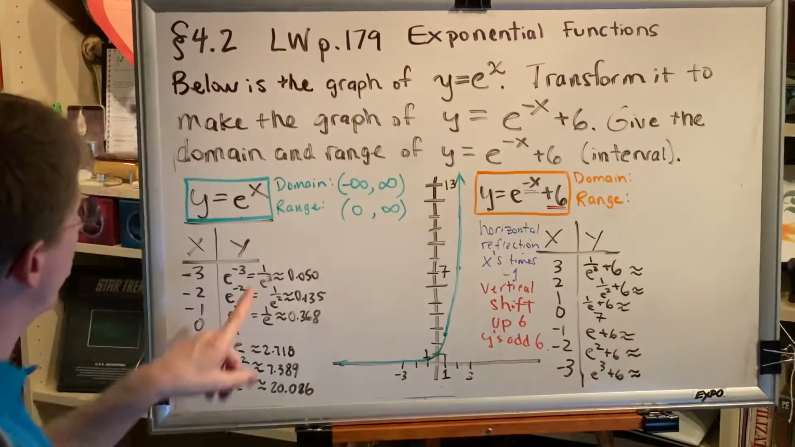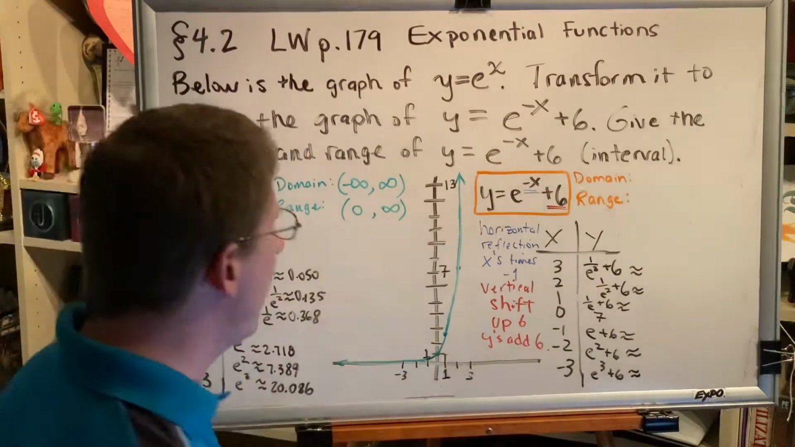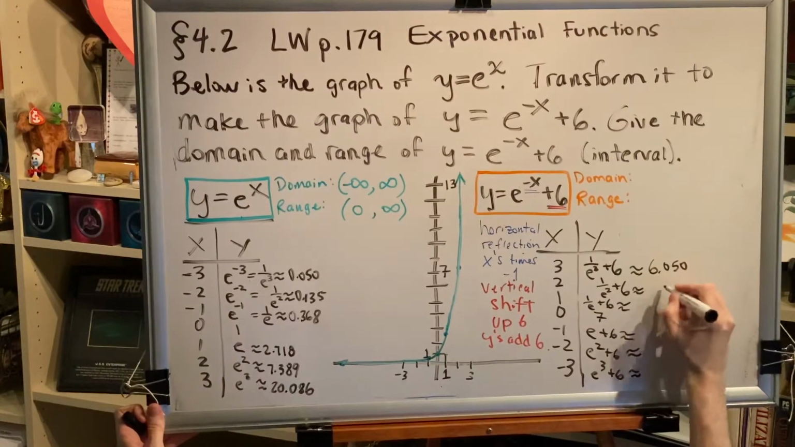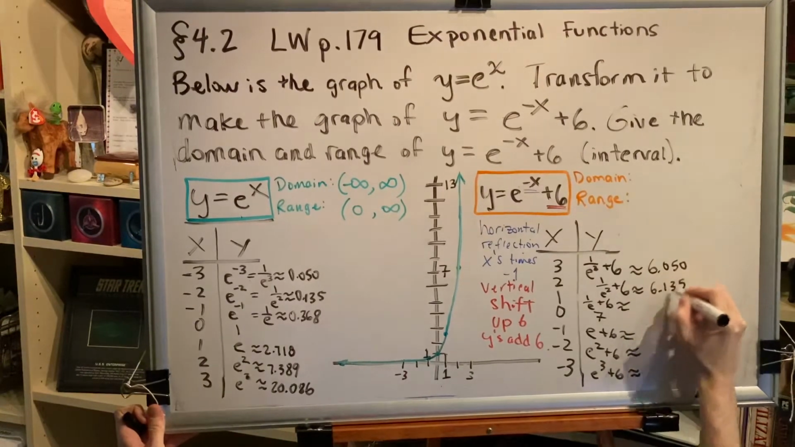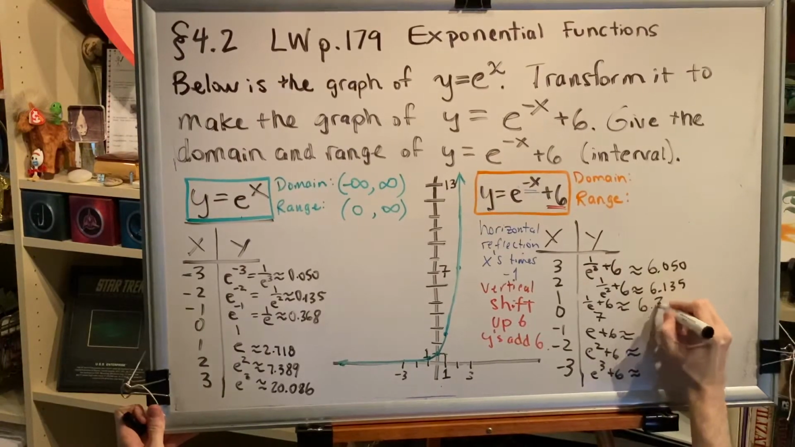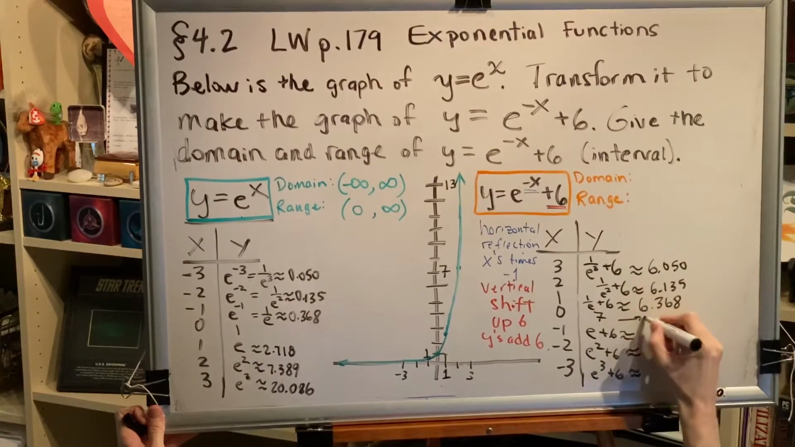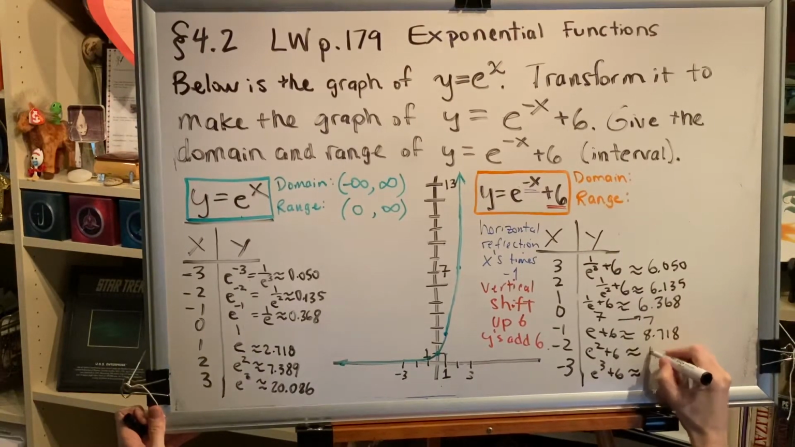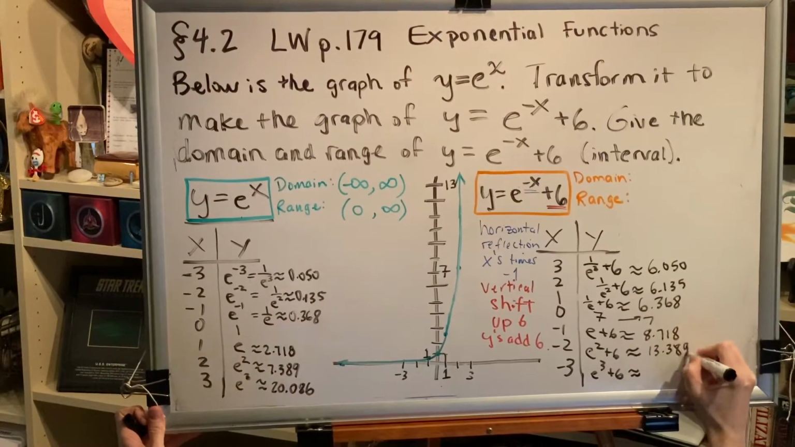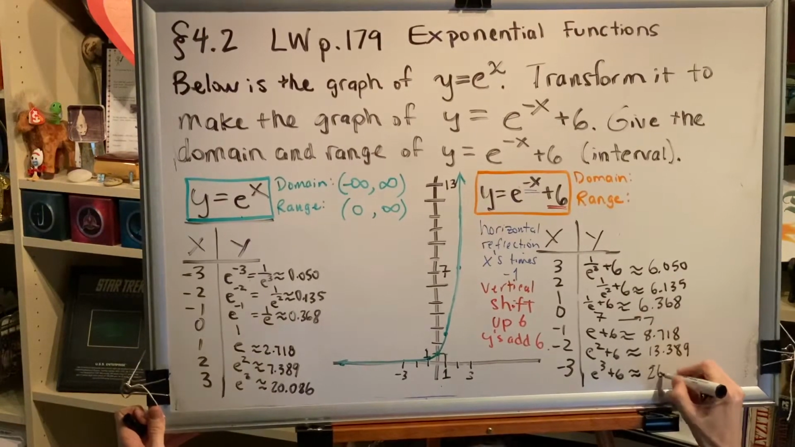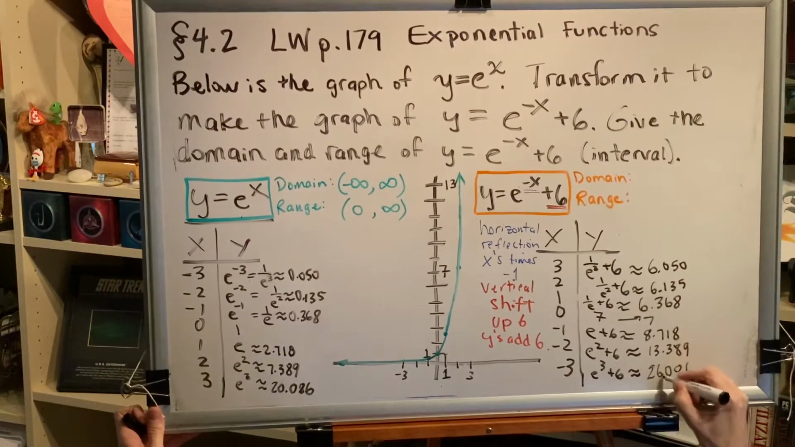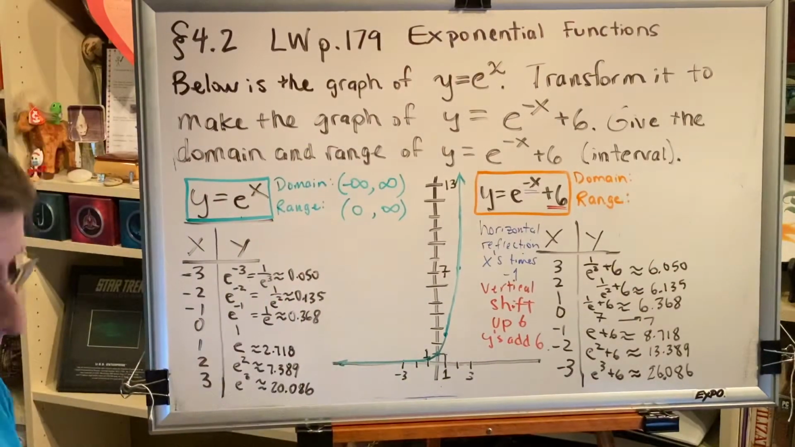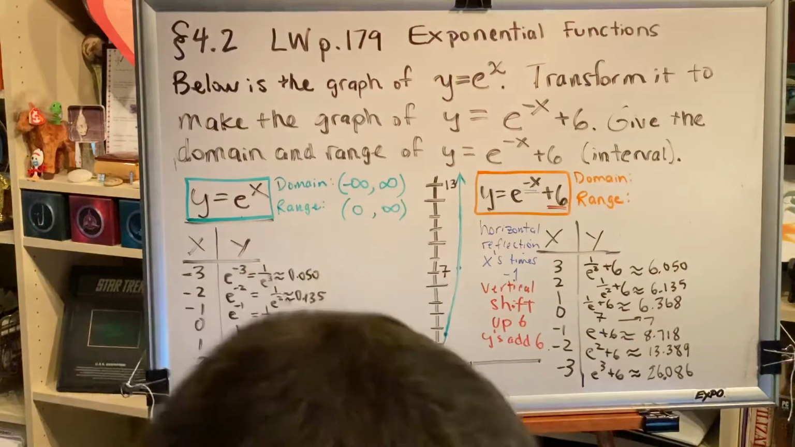And that's really easy to do because we're just going to take these decimal approximations and add 6. So we're going to get 6.050, 6.135, 6.368, 7, 8.718, 13.389, and 26.086. Okay, I'm just adding 6 to all of these decimal values to get the new decimal values. All right, so now that I've done that, I can go ahead and create my new graph.